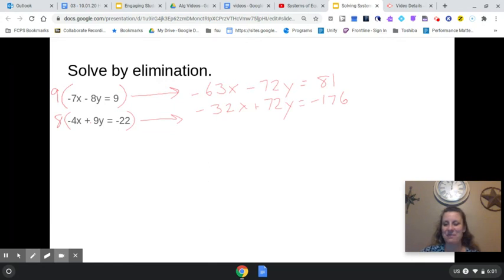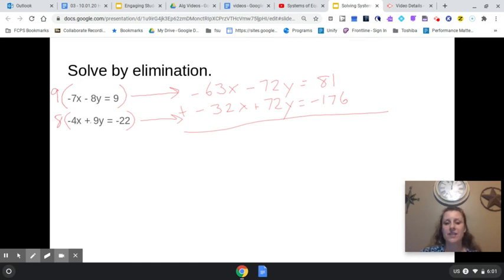I think so. Okay, let's go ahead and just double check. Are our coefficients of y opposite integers? Yes, -72 and +72. They are opposite integers. So we can go ahead and add these two equations together.